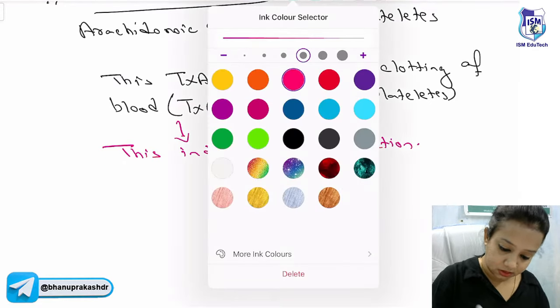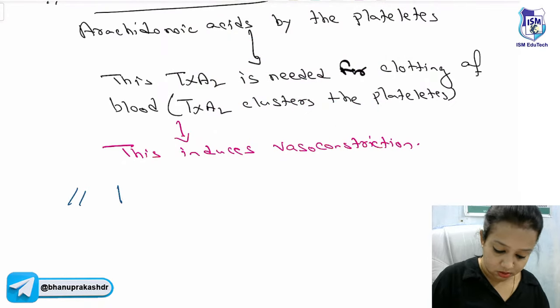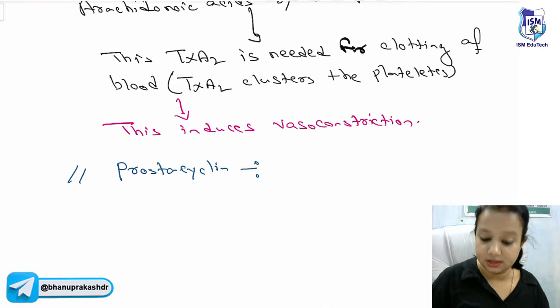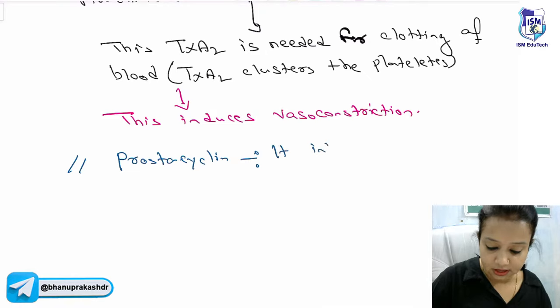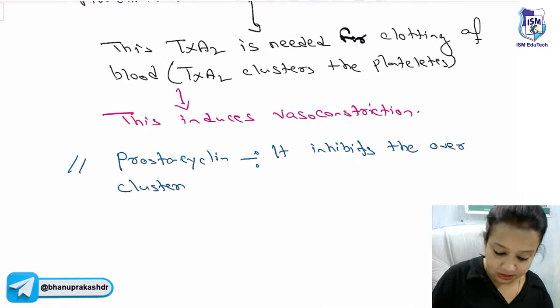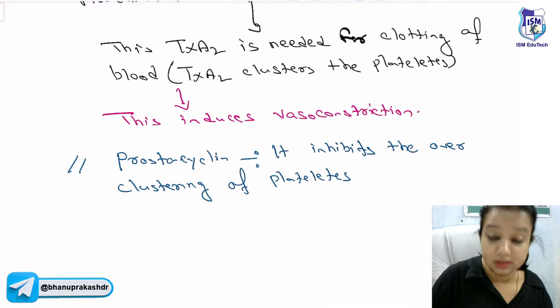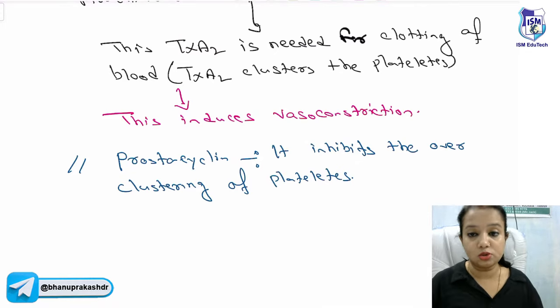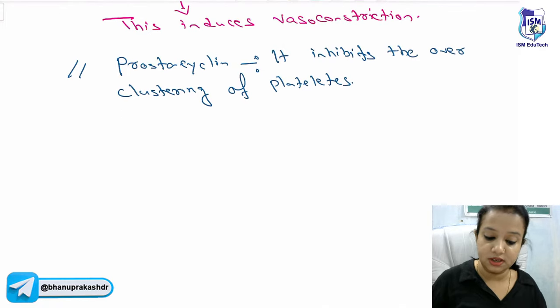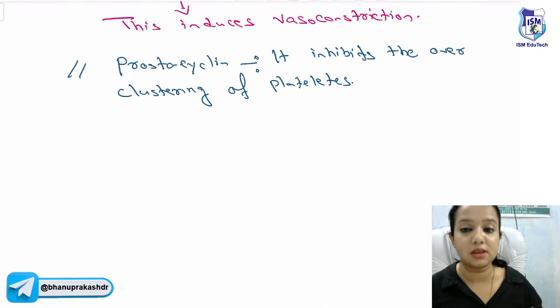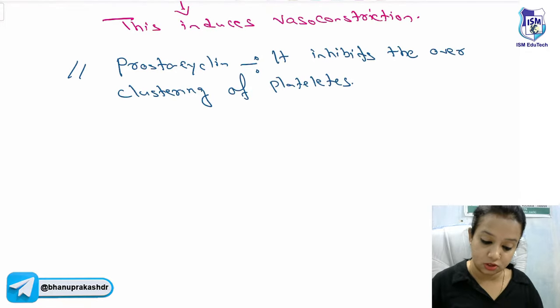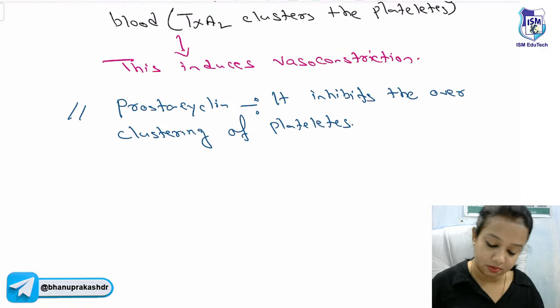Similarly, prostacyclin inhibits the overclustering of platelets so that there is not too much vasoconstriction, and so that at the site where there is no bleeding, there is no platelet clustering. Okay, these are the two metabolites which help in the regulation of the blood.